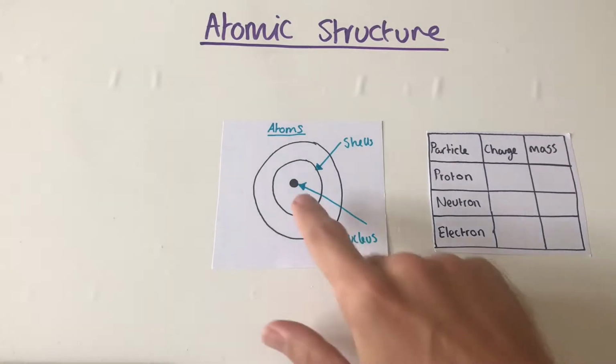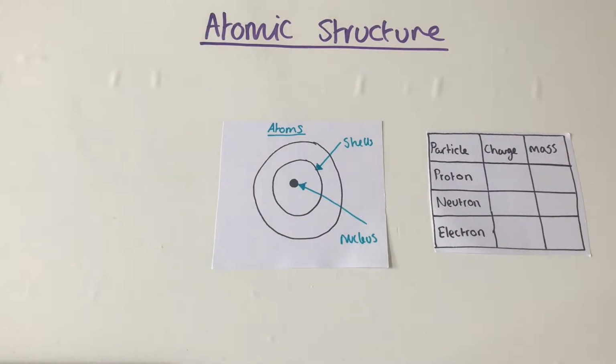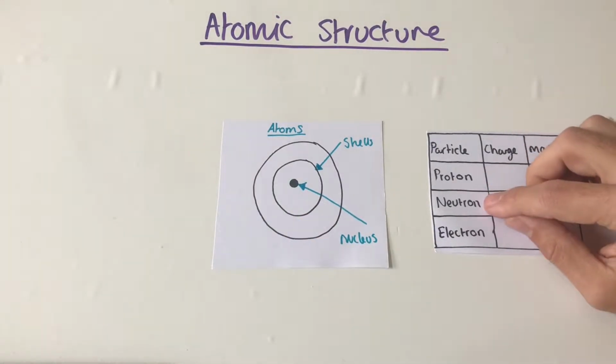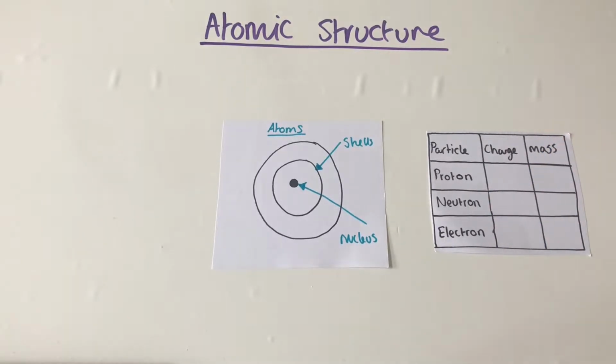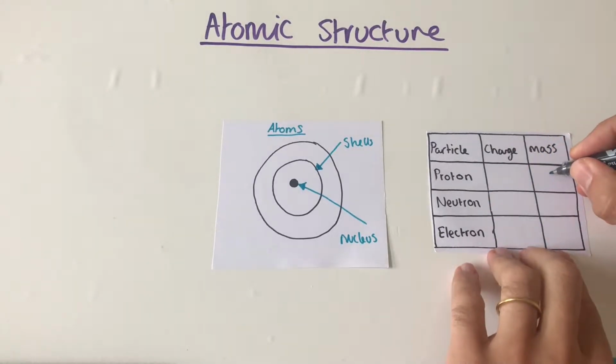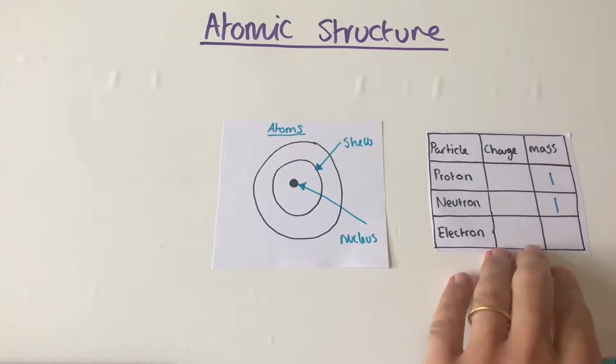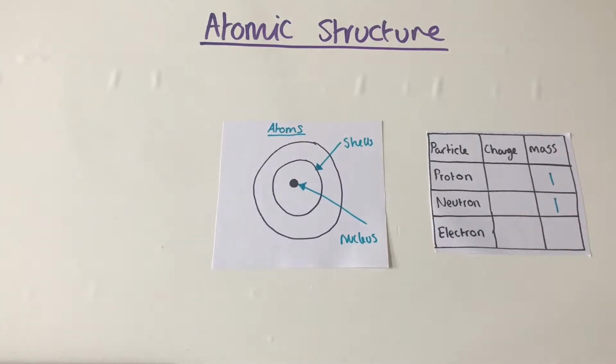So in the nucleus is where you find most of the mass, and this is where you find the protons and the neutrons. And what we say, the relative mass of a proton is 1, and the relative mass of a neutron is also 1. Now the reason why we use the term relative mass is because the size of the mass of the protons and the neutrons is so small, it's not really worth us writing them out every single time, and it's a lot easier if we just give it an arbitrary unit of 1.